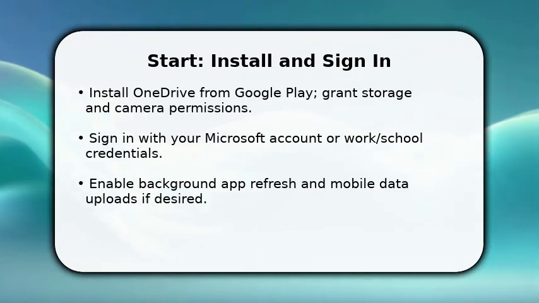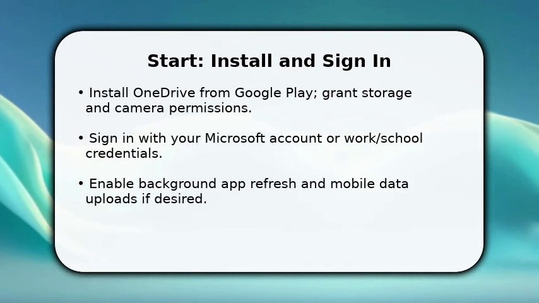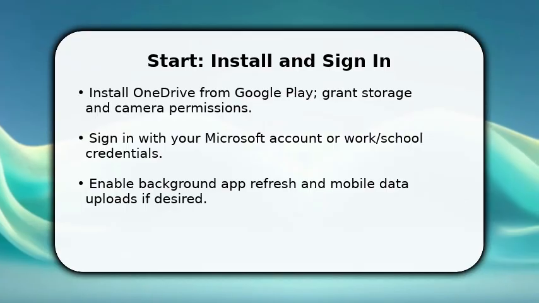Once done, tap Settings and enable background app refresh and mobile uploads if you want automatic photo backups. Doing these first removes friction later and ensures OneDrive can access and sync your files immediately.